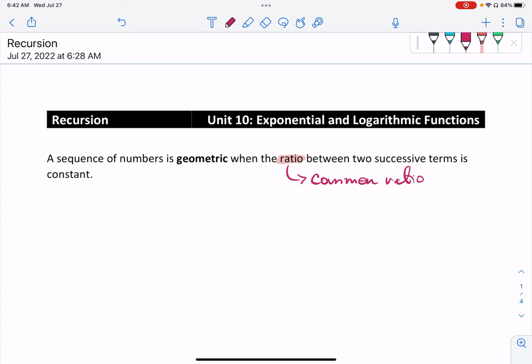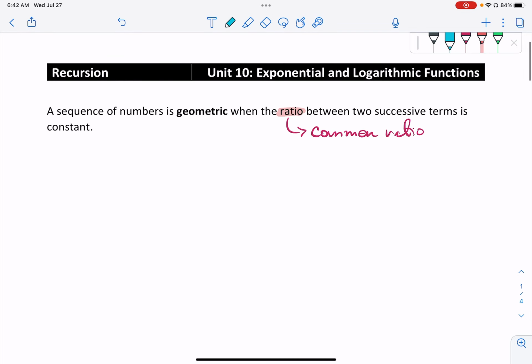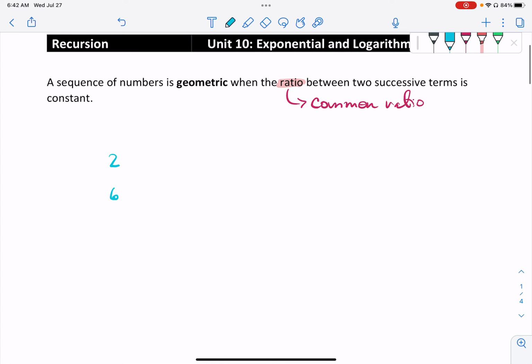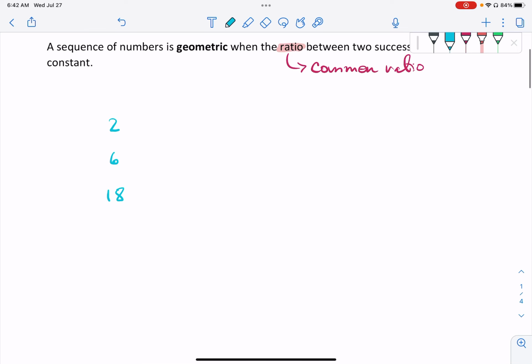All right, so let me just write down the terms of the sequence that we were just looking at. So we started off with the number 2, multiplied by 3 and got 6. And then by 3 again got 18. And then by 3 again, 54. Did it one more time. I think it was like 162. And then, you can just keep going.